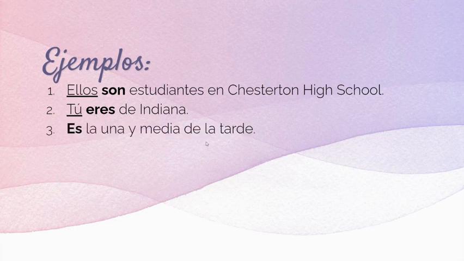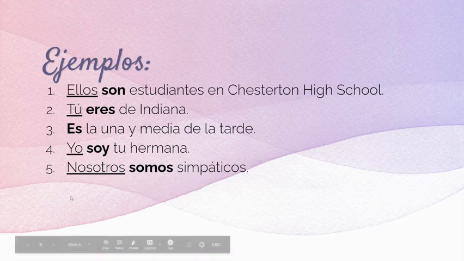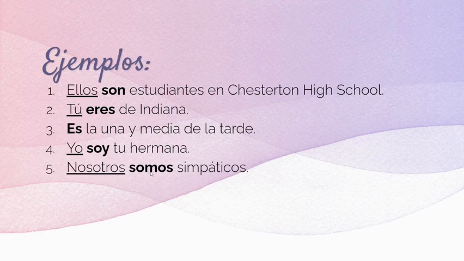Es la 1:30 de la tarde. We were talking about time last week, and we mentioned that anytime we talk about 1 o'clock, we're using es. Yo soy tu hermana. I am your sister. Here, I or yo is the subject, so we're using the yo form of our verb, which is soy. And finally, we have nosotros somos simpáticos. We are friendly. So we have the nosotros form, and then we're using the nosotros form of the verb, which is somos.